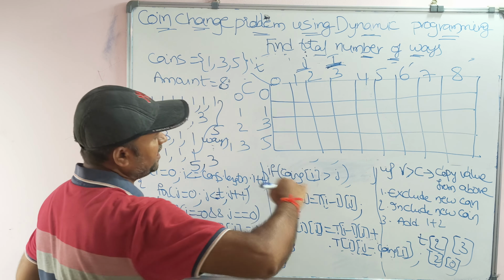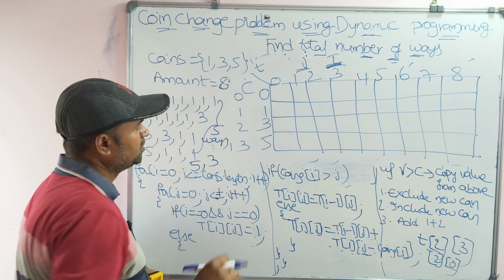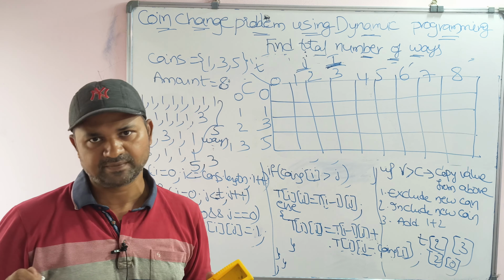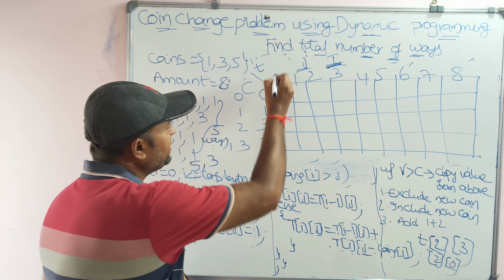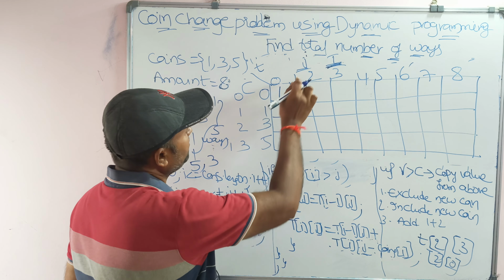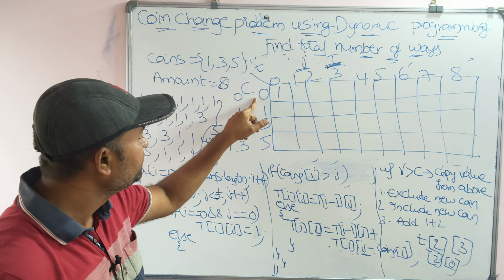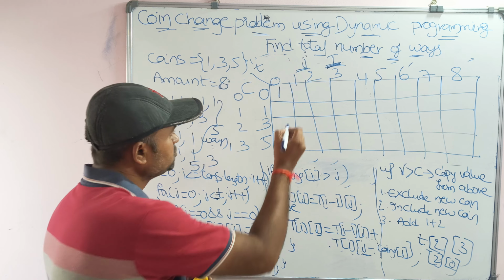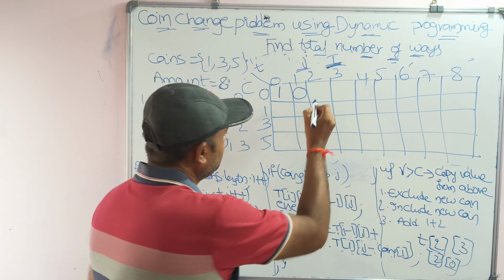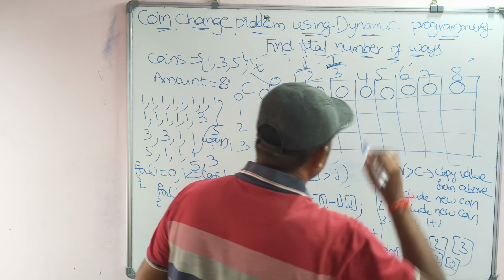Let us fill the table. Here we have coin as 0 and total is 0. So we have to make total 0 with how many 0 coins? With 0 coins we can make a total of 0 in 1 way. Next, the coin is 0, whereas the total is 1. Is it possible to make a total of 1 with 0 coin? No, it is not possible. So 0 number of ways. Next the total is 2, so it is not possible. So 0 number of ways, and likewise 0 ways for all the remaining totals.